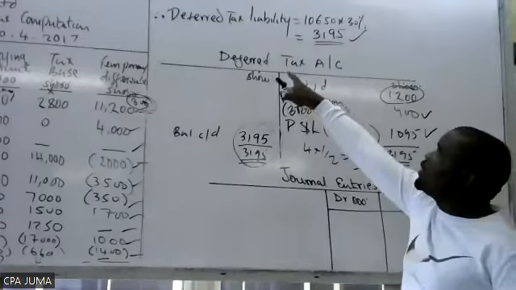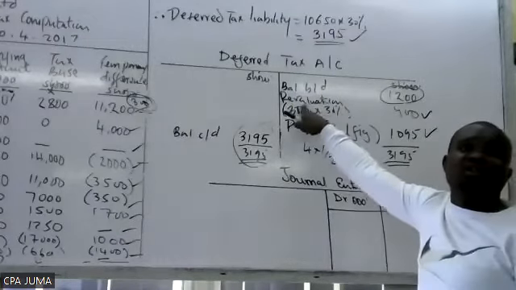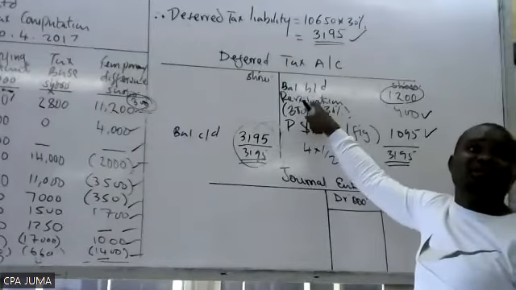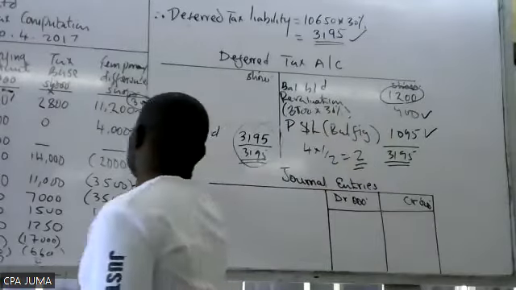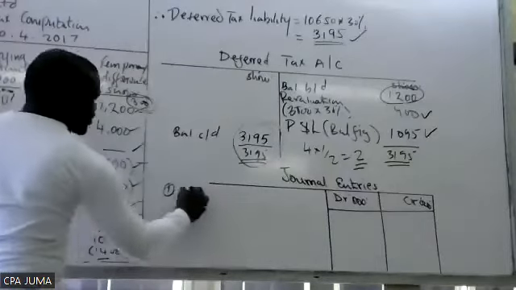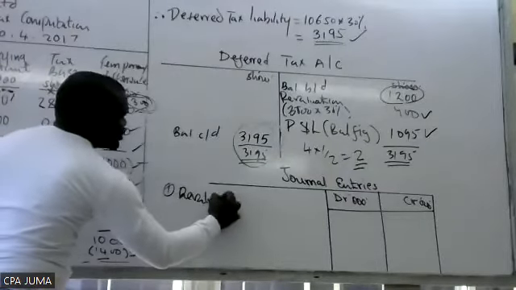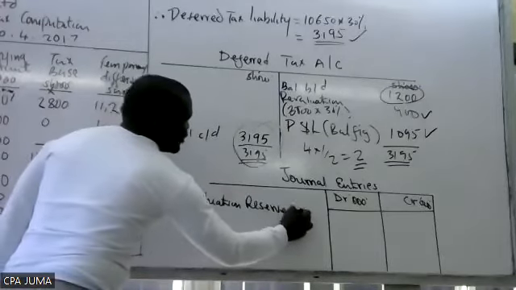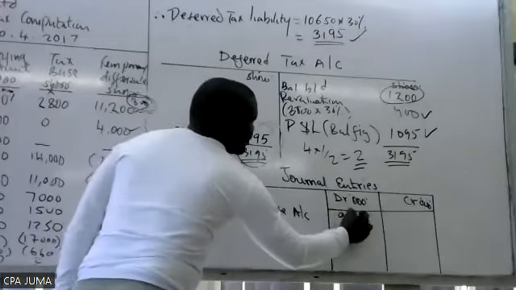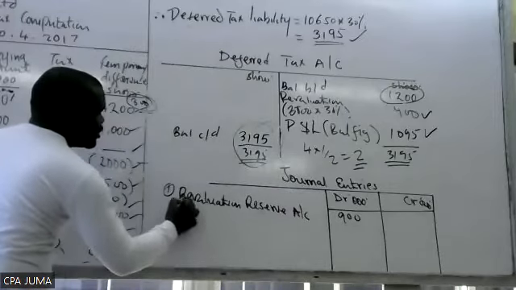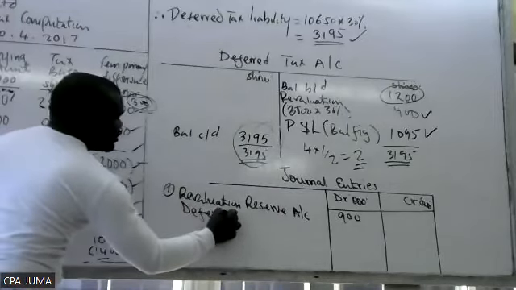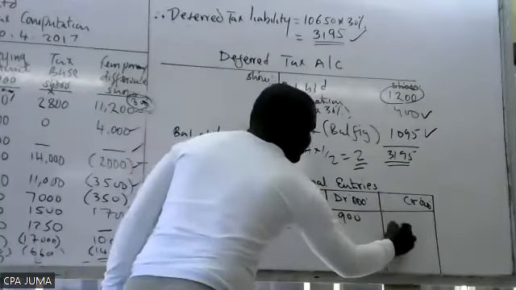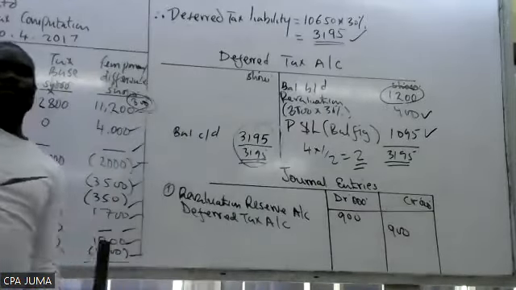You have credited the deferred tax account with what? Revaluation. So the corresponding debit should be which account? Revaluation. So number 1 will be debit revaluation reserve account with 900, because you have credited the deferred tax account with 900. That is the first one you are supposed to give.